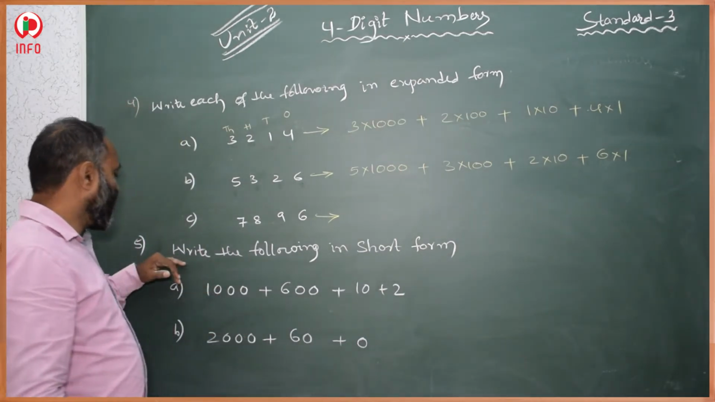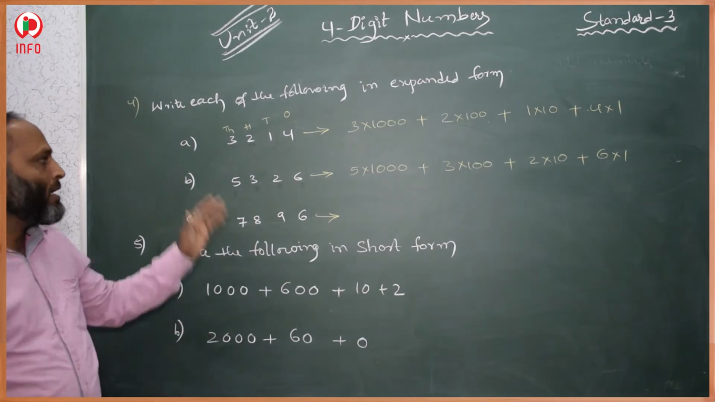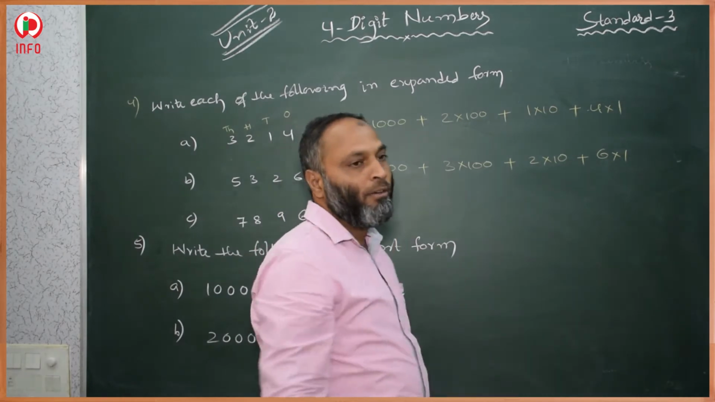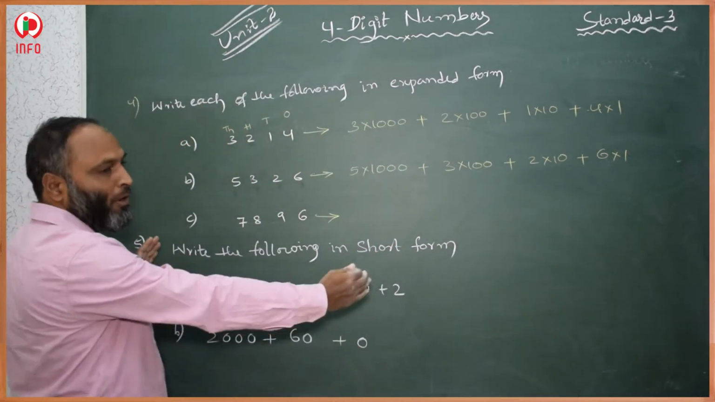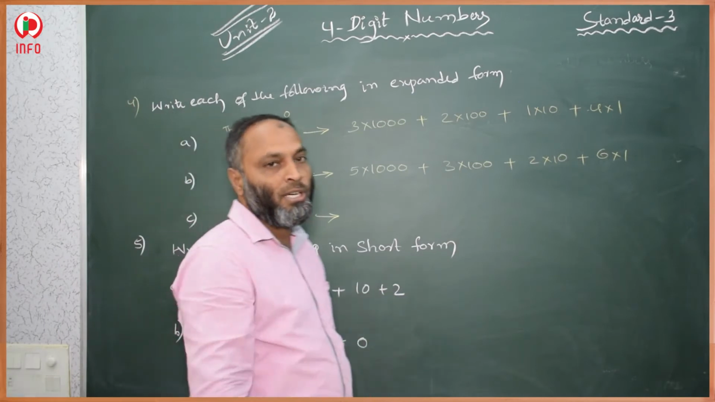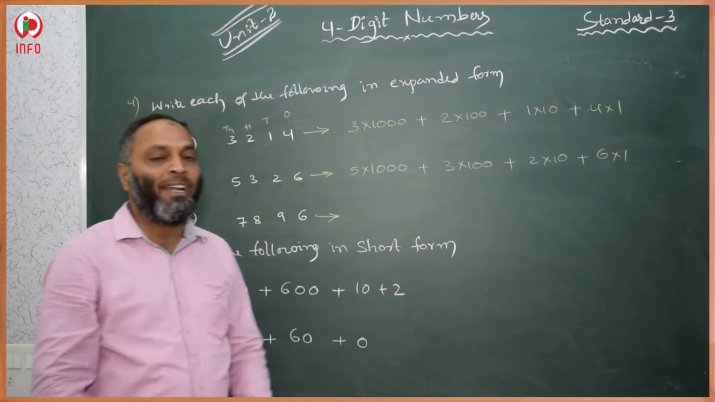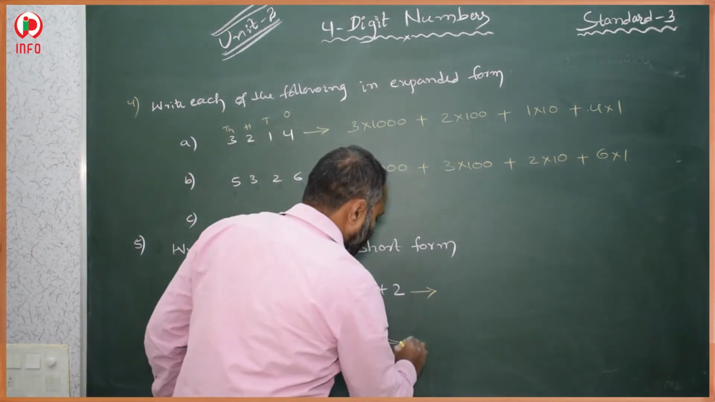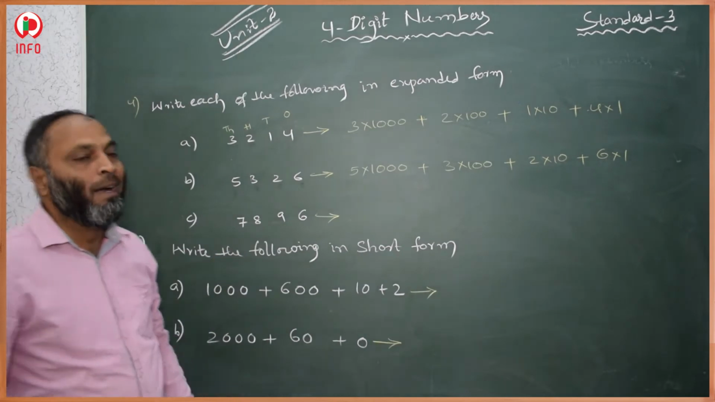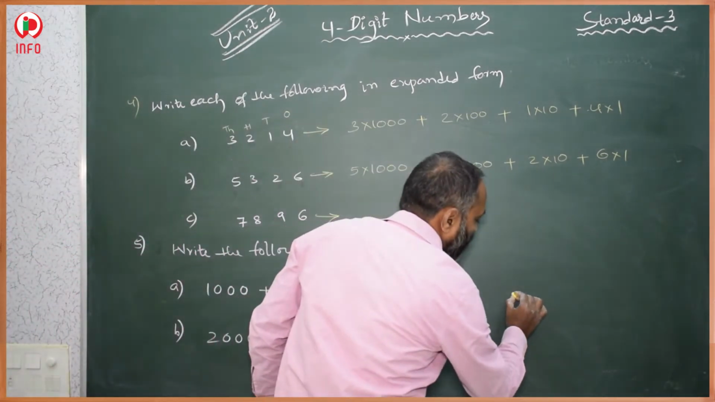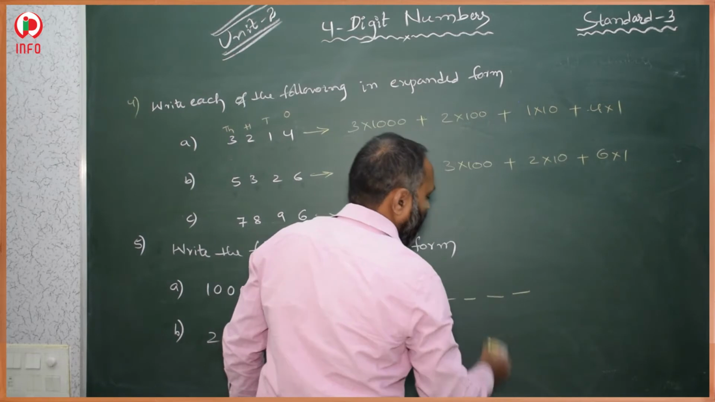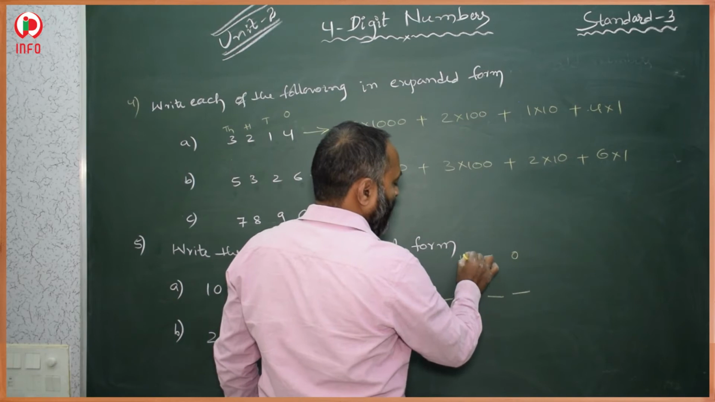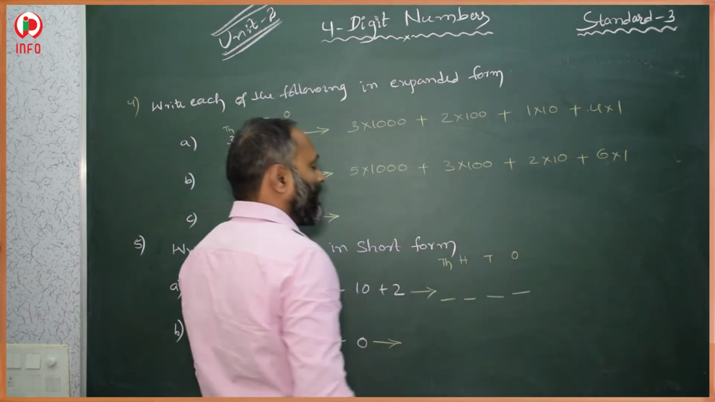Now, after that, here a word question is given. Here in short form it is given, so we are converting into expanded form. Here in expanded form it is given, so we have to convert this into short form. Then what is the procedure if expanded form is given, how to convert into short form? See here. First you make 4 digits, 1, 2, 3, 4. This is ones digit, this is tens digit, this is hundreds digit, this is thousands digit.